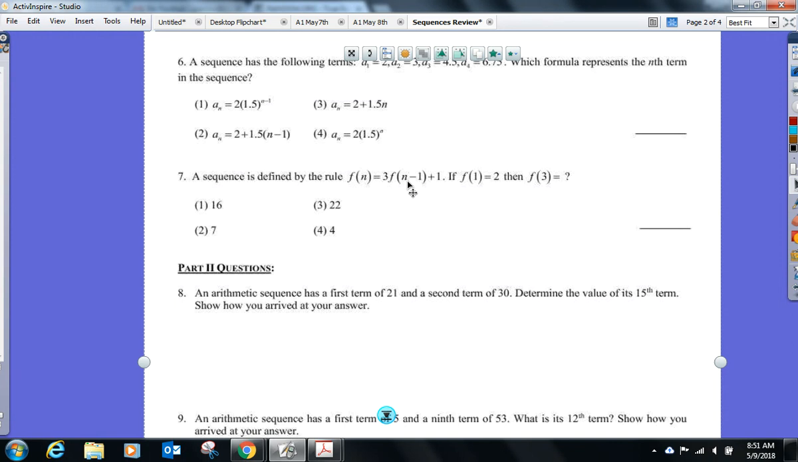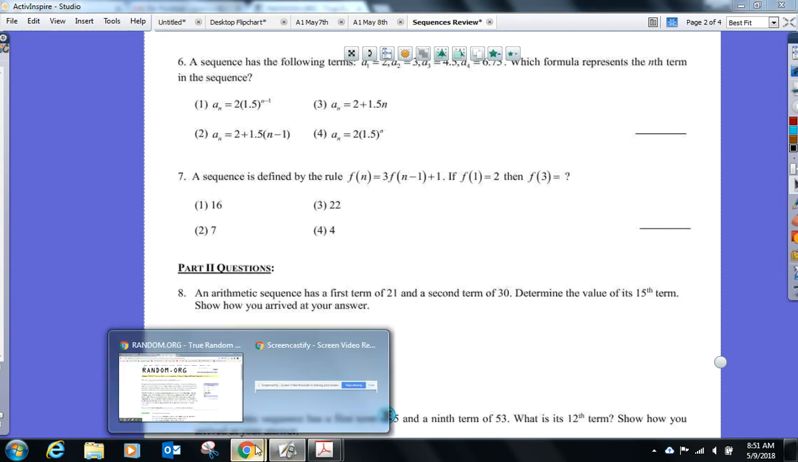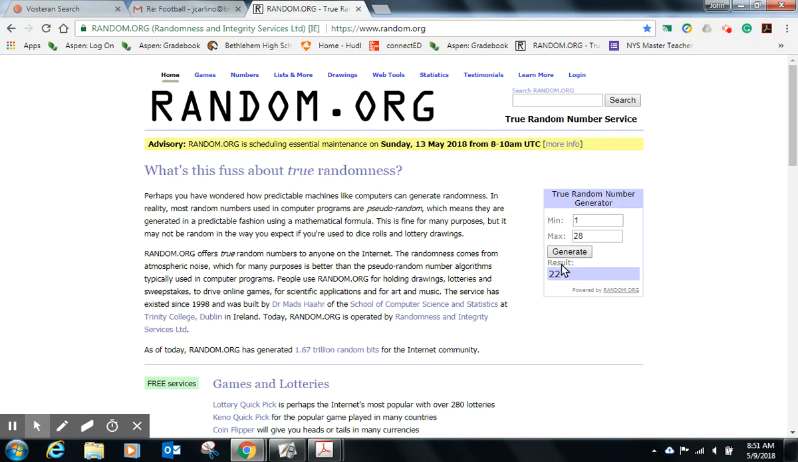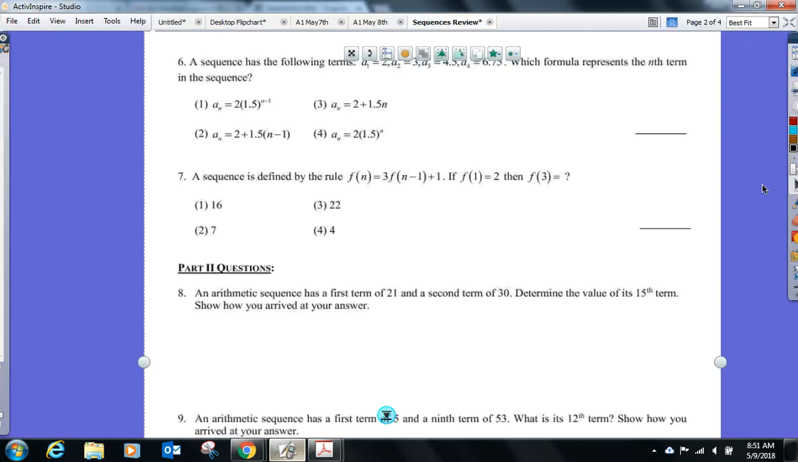Take a term, subtract the previous. Take a term, divide by the previous. Geometric or arithmetic? Let's roll. Geometric or arithmetic? Geometric, nice job.